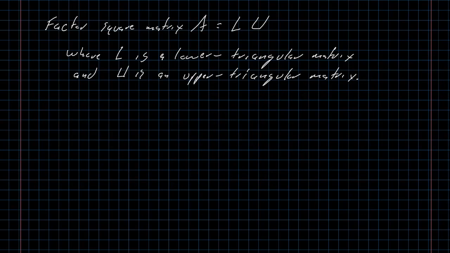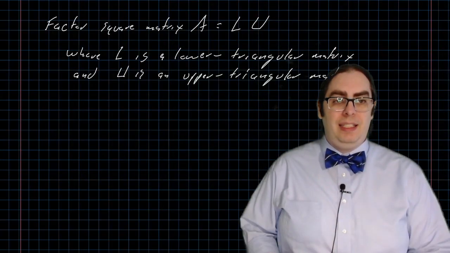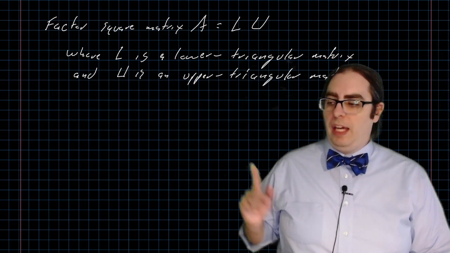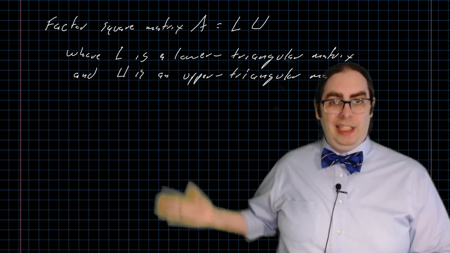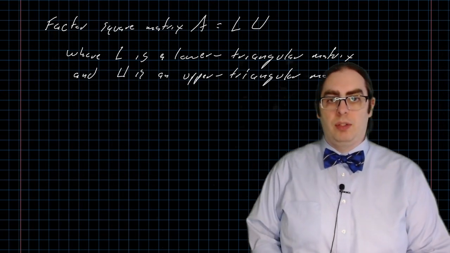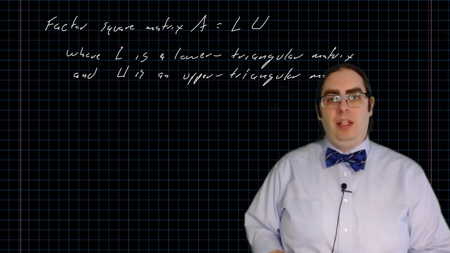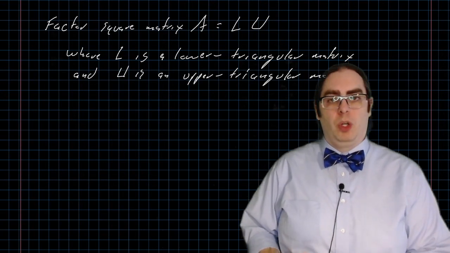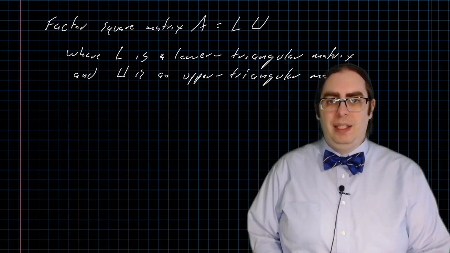Our goal with LU factorization is to rewrite a square matrix A as the product of two matrices, L and U, where L is a lower triangular matrix and U is an upper triangular matrix. Once again, the idea here is that triangular matrices are easier to work with than matrices in general. So if we can rewrite it in this way, we will have some things that we can work with a little bit more readily. And that's the advantage that we have here.